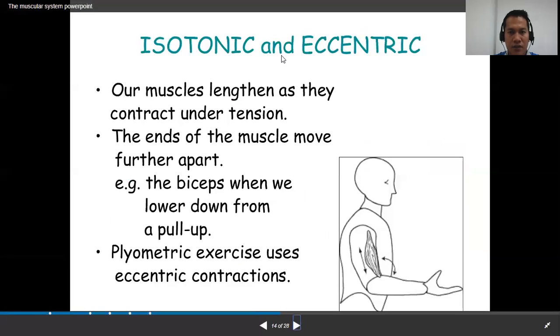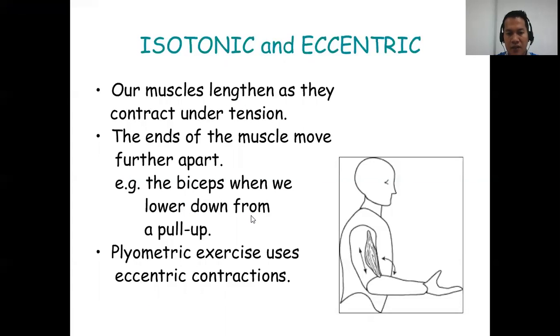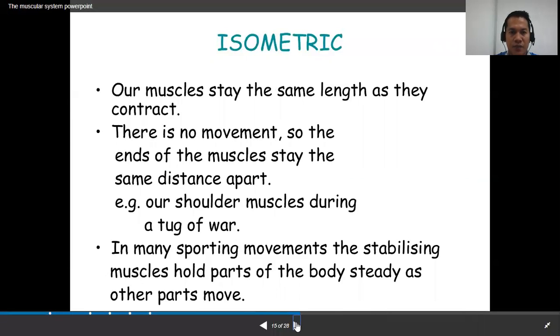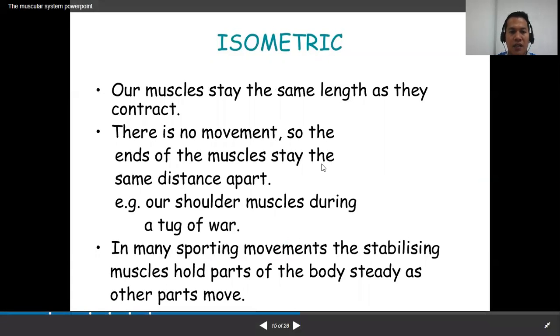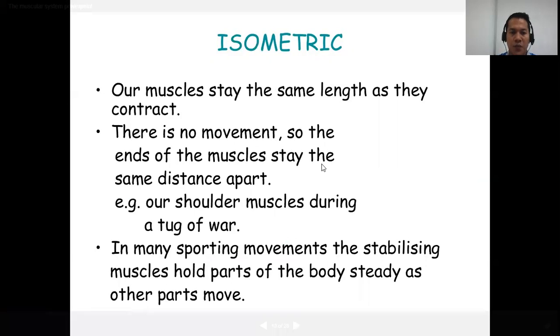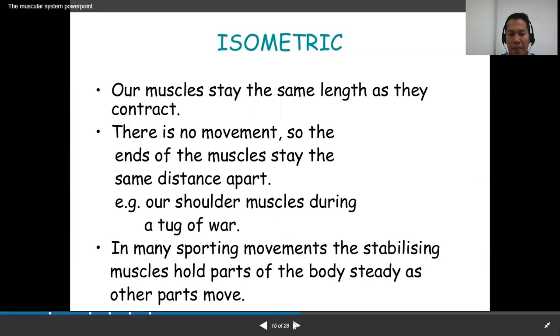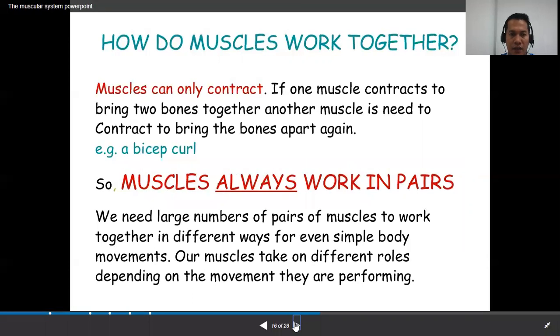Next is isotonic eccentric. Our muscle lengthens, like the bicep lengthens as they contract, or the bicep when we lower down from a pull up. And then the isometric contraction, our muscles stay the same length as they contract. So there is no movement, so the ends of the muscles stay the same distance apart, just like in tug of war. Okay, that is isometric.